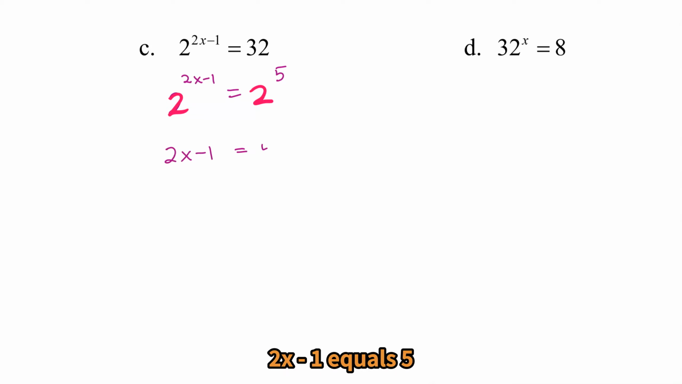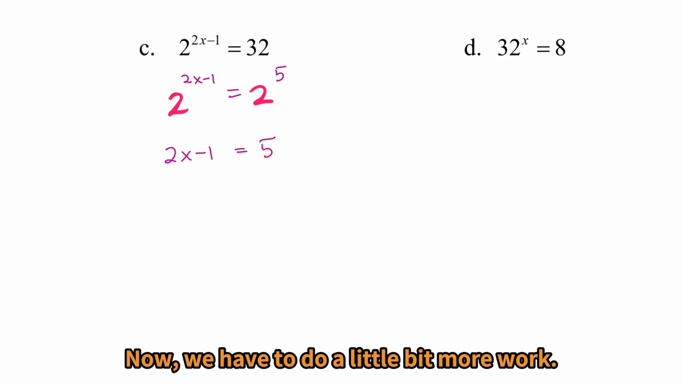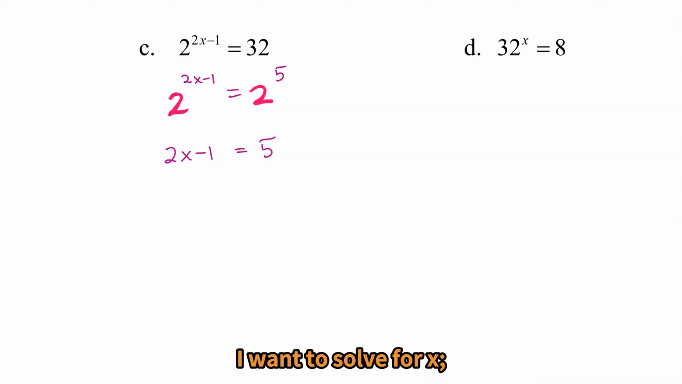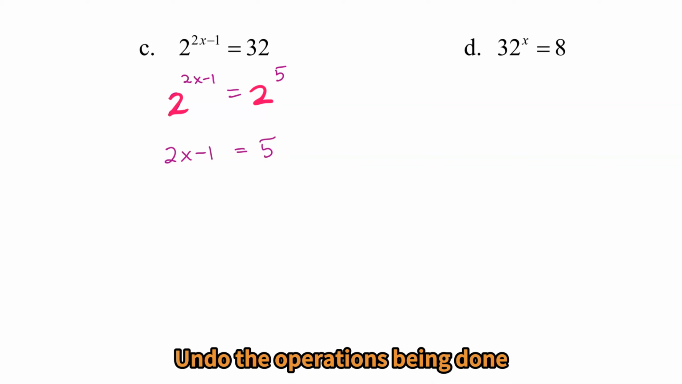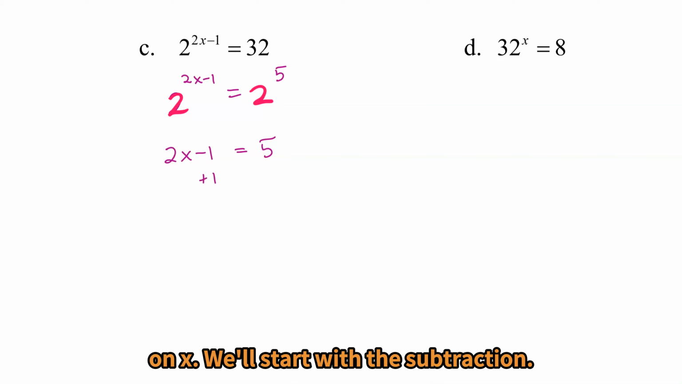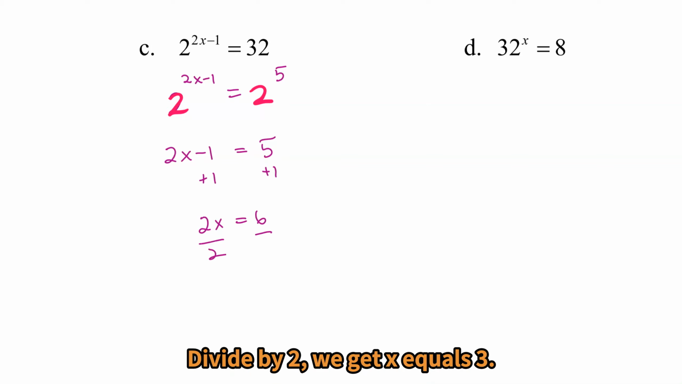2x minus 1 equals 5. Now we have to do a little bit more work. I want to solve for x. I want to know what x is. Now we solve this linear equation. Undo the operations being done on x. We'll start with a subtraction. Divide by 2. We get x equals 3.